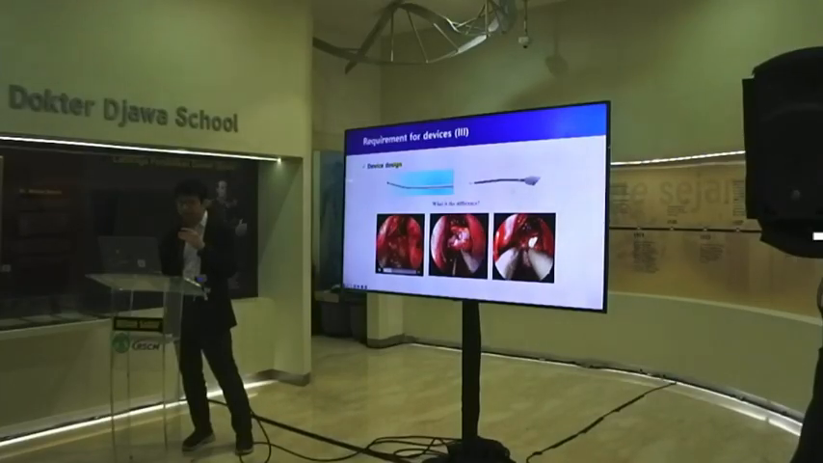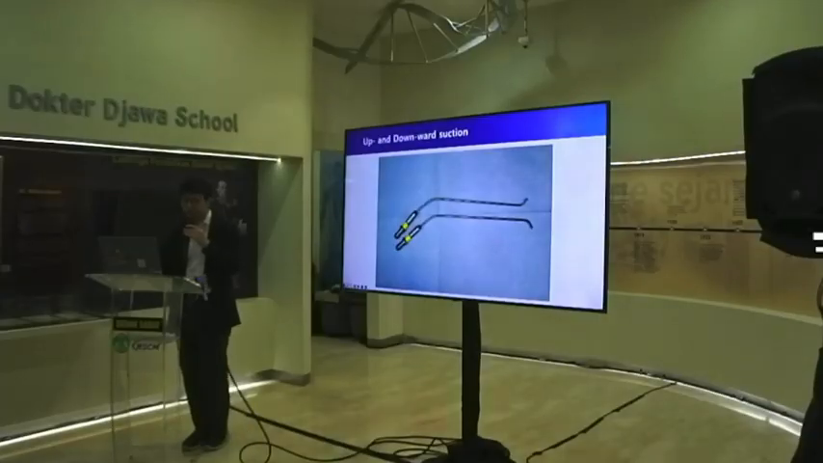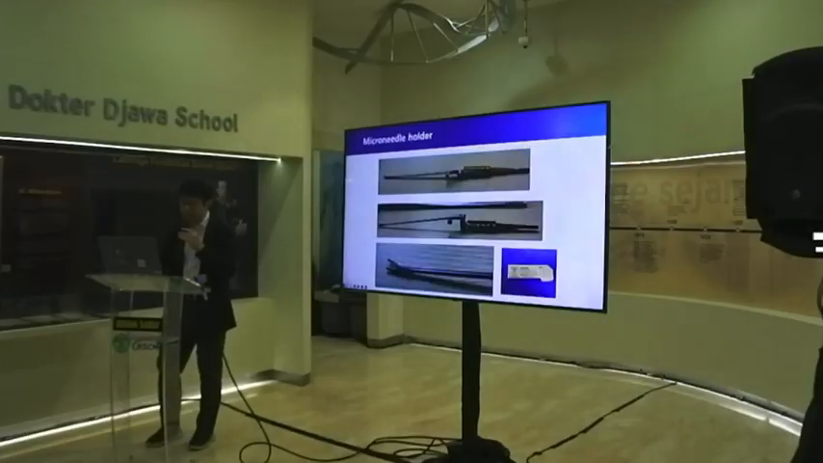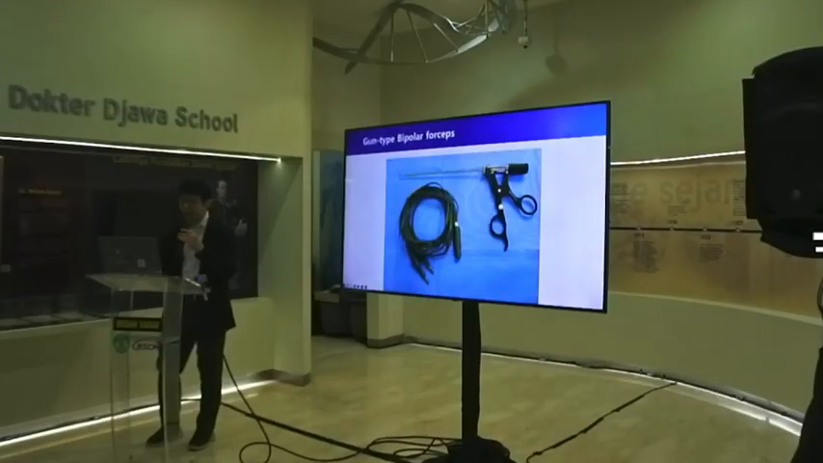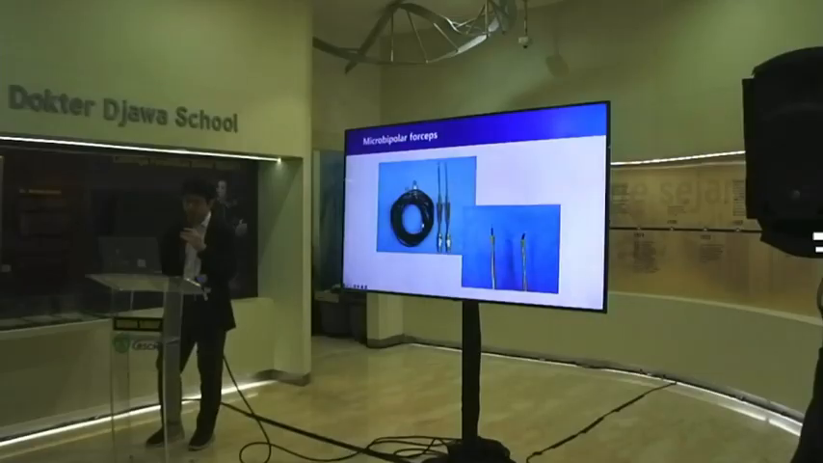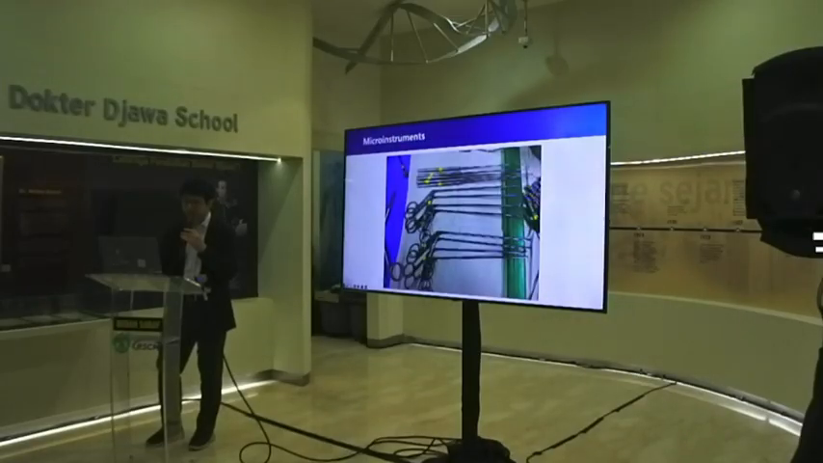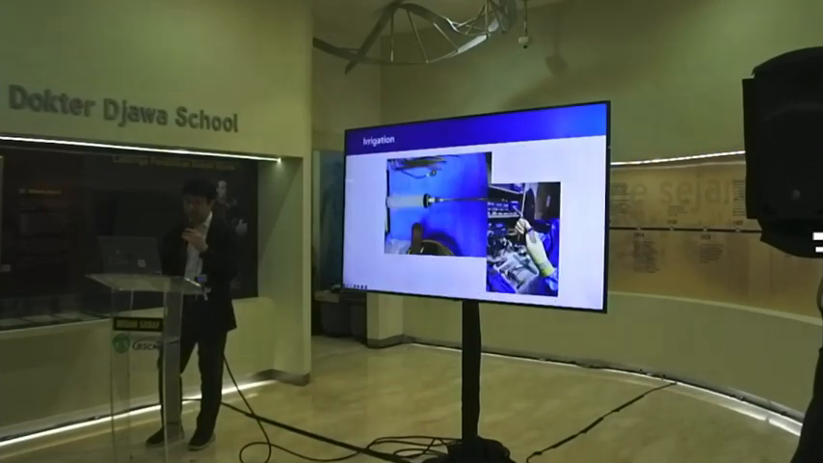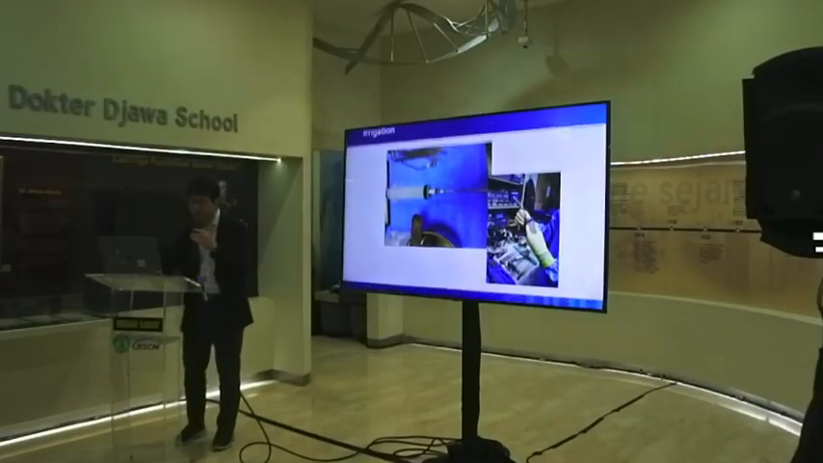So always move the suction tip the horizontal way. And it shows some difference between the bayonet types of surgical instrument. We also have upward and downward suction. And this is the microneedle holder. And this is the gun-type bipolar forceps. I saw this type of bipolar forceps in your operating room yesterday. And we also need micro bipolar forceps, micro instruments, micro scissors, dissectors, micro forceps, and some kind of irrigation.